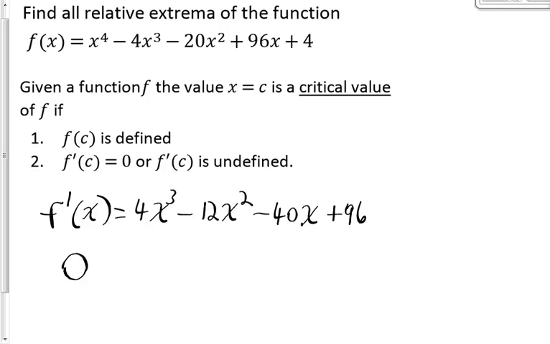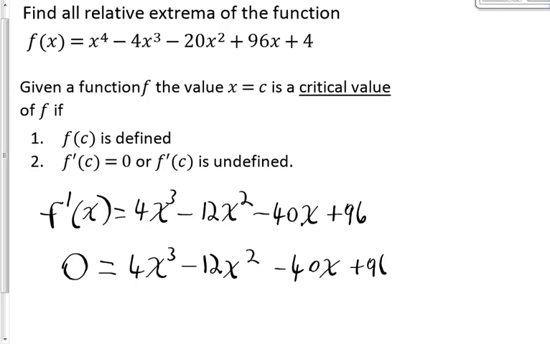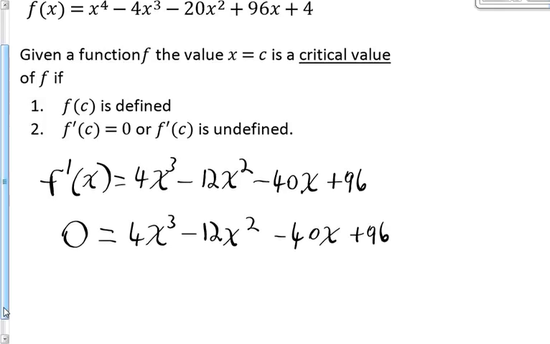So here's what I'm looking for. I'm looking for where the derivative is equal to 0: 4x cubed minus 12x squared minus 40x plus 96. So here's what I have to do. I have to figure out what values of x make this true. So that's going to be a case of factoring. We're going to have to factor to get the zeros here because it's not quadratic, it's cubic. We can't use the quadratic formula because it's cubic. So we have to factor.